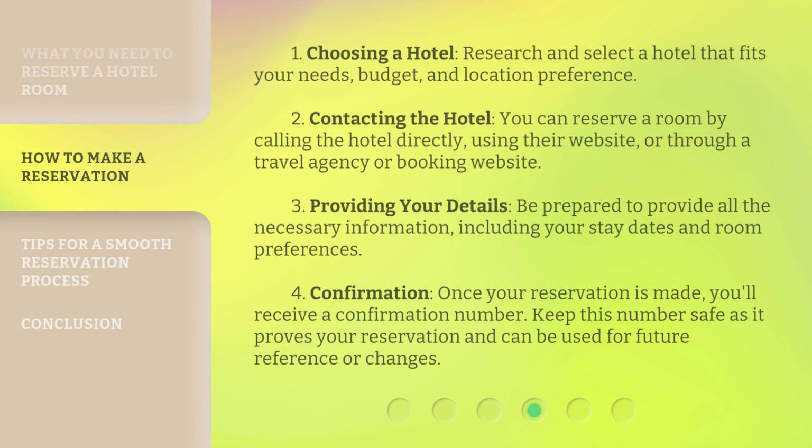1. Choosing a hotel. Research and select a hotel that fits your needs, budget, and location preference. 2. Contacting the hotel. You can reserve a room by calling the hotel directly, using their website, or through a travel agency or booking website. 3. Providing your details. Be prepared to provide all the necessary information, including your stay dates and room preferences.